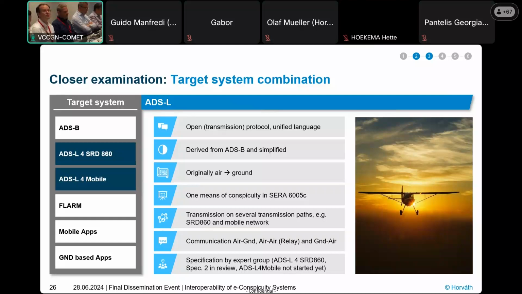One thing is integrated now: the direct remote ID for drones is now integrated in this specification number 2 in the protocol.